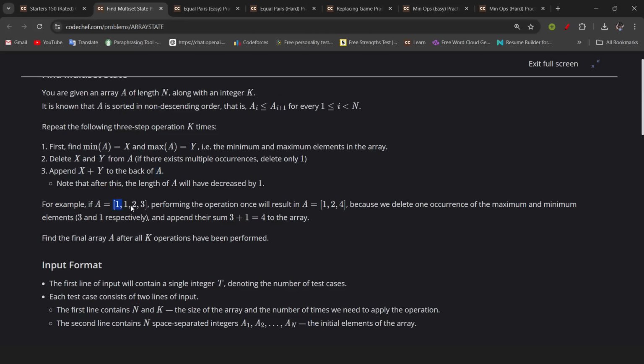So for example, if you have this array as your initial array, then after the first operation, 3 is your maximum element, 1 is your minimum element. So you would remove one occurrence of 1 and one occurrence of 3. It would have 1 and 2 remaining. Then 1 plus 3 is 4. That would be appended at the end. So the array would become 1, 2, 4. So that's what you need to do in every operation. You need to repeat this thing k times. And then you just need to print the final array after all k operations have been performed.